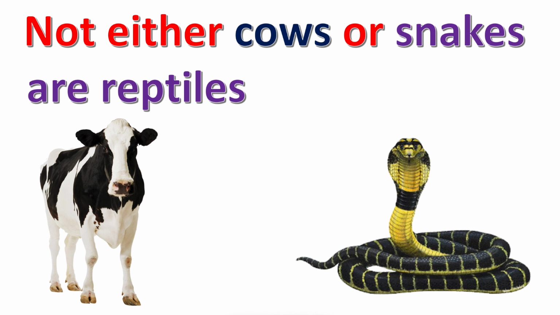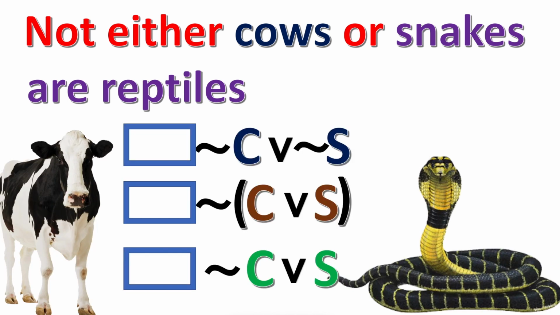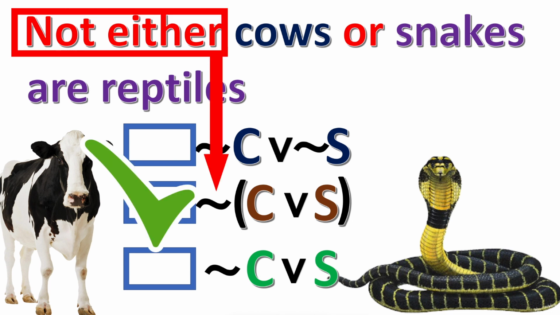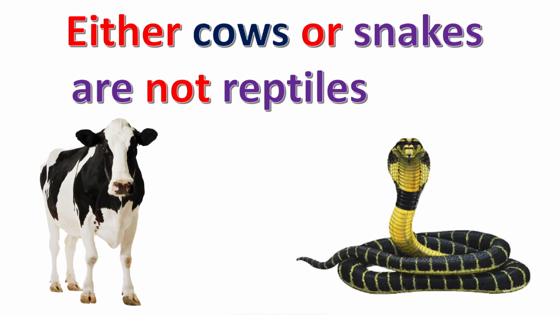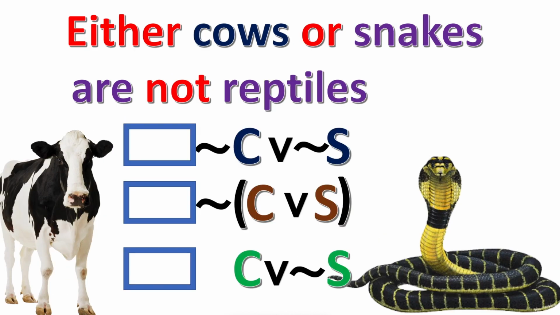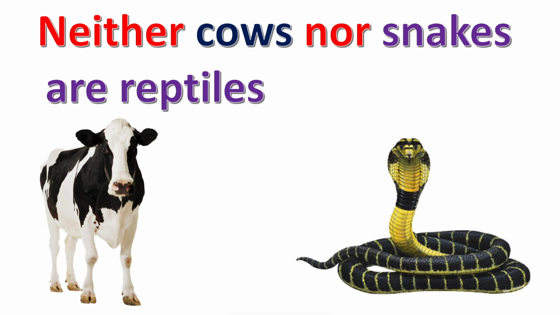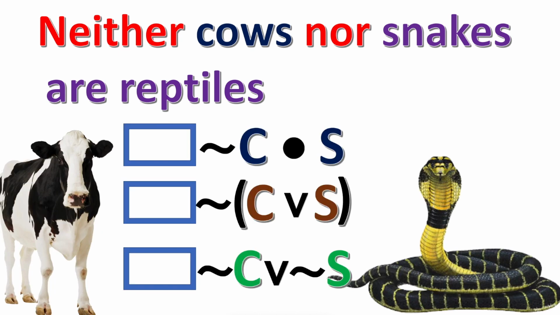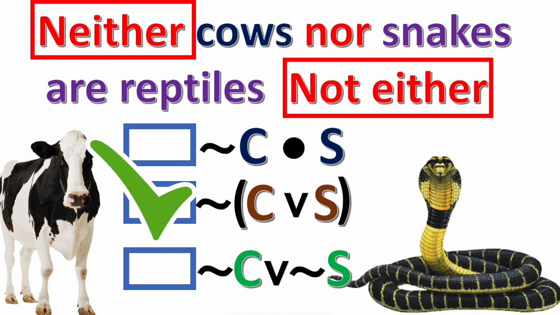Next practice problem. Choose the correct translation. Press pause if you need more time. The answer in 3, 2, 1. Not either means the tilde goes outside the parentheses. Next practice problem. Choose the correct translation. Press pause if you need more time. The answer in 3, 2, 1. This is the correct translation. Next practice problem. Choose the correct translation. Press pause if you need more time. The answer in 3, 2, 1. Neither is the same as not either.